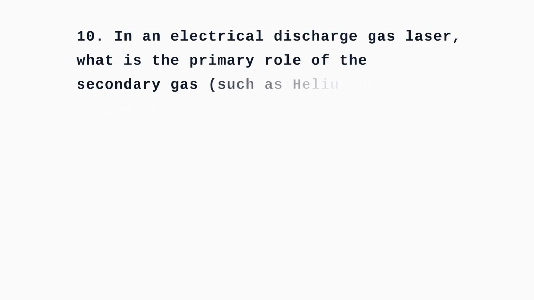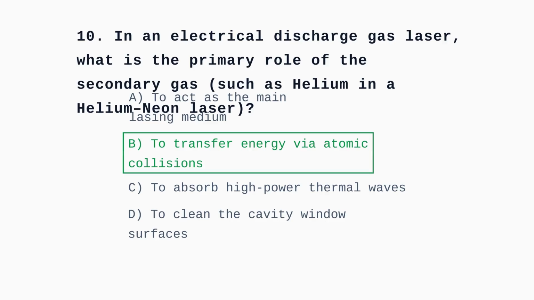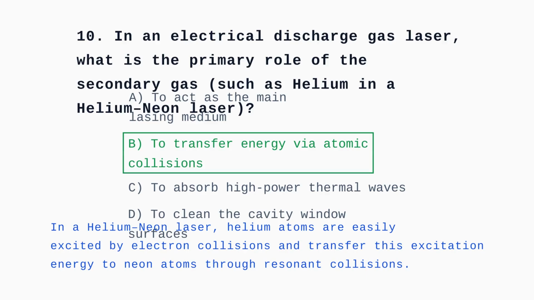Question 10. In an electrical discharge gas laser, what is the primary role of the secondary gas, such as helium in a helium-neon laser? Helium atoms act as efficient energy conduits. They absorb kinetic energy from passing electrons inside the discharge tube and transfer it to the neon atoms via resonant atomic collisions.